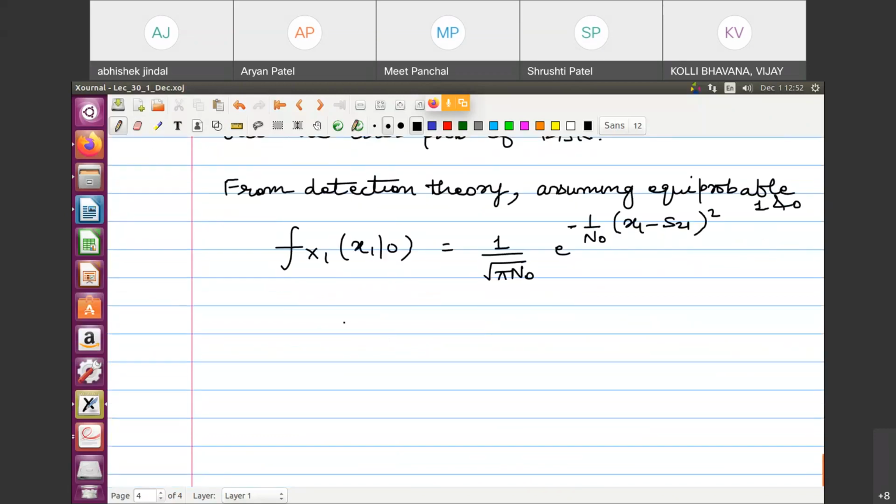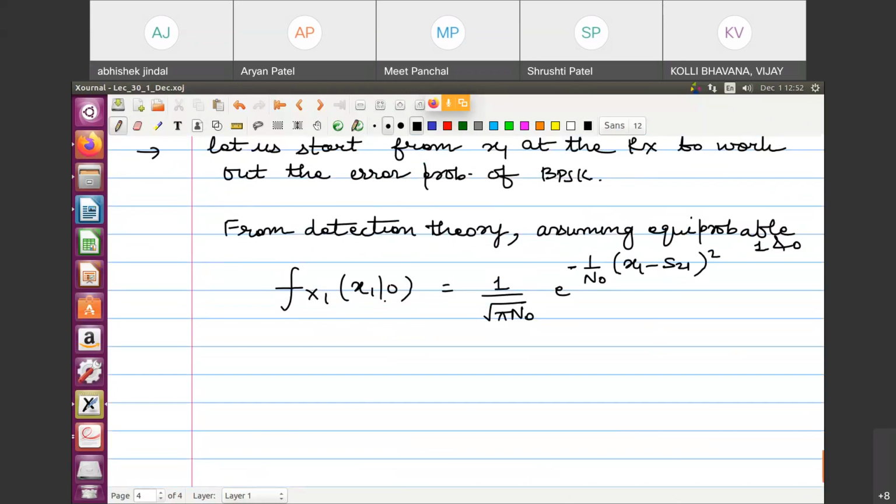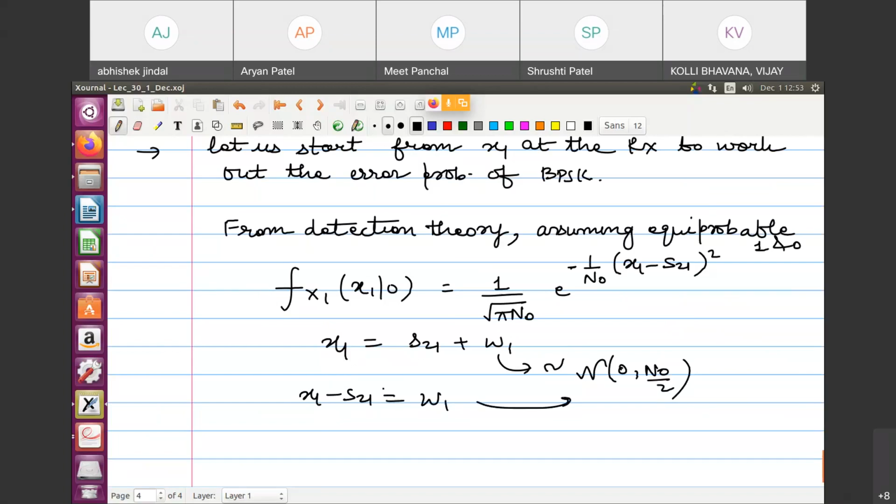Okay, assume that 0 is transmitted. If 0 is transmitted, what will the model be? x1 is equal to s21 plus some w1. And this w1 will be a Gaussian random variable with mean 0 and variance N0 by 2. So this is distributed like normal 0, N0 by 2. So what it means is that x1 minus s21 is equal to w1. Since w1 is distributed like this, this is also distributed like this. That is one way you can say it.